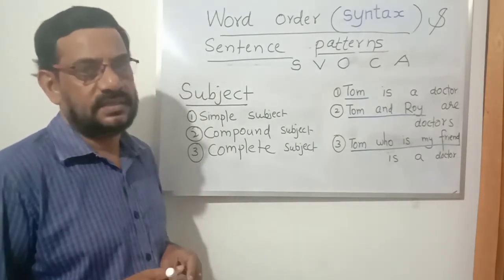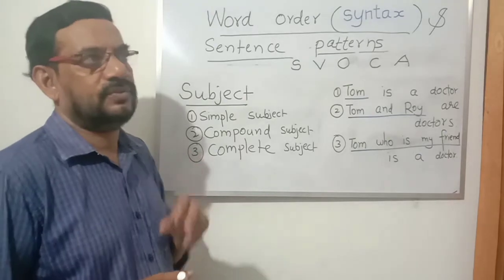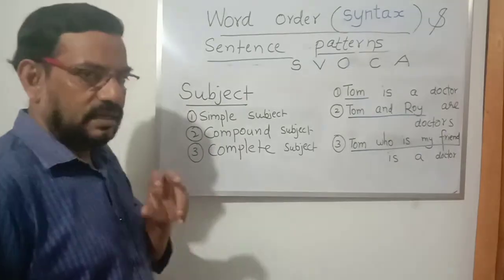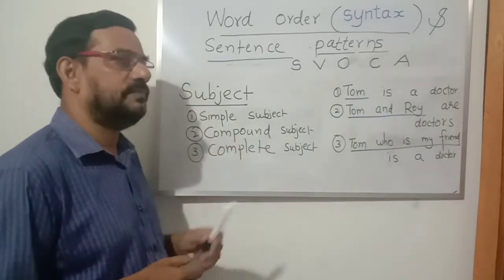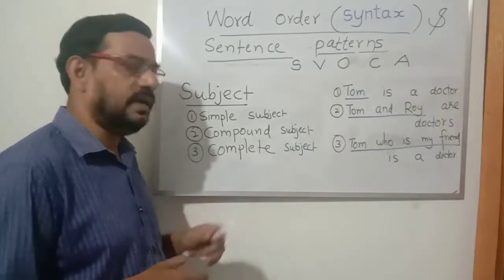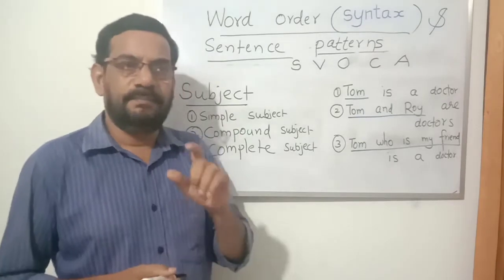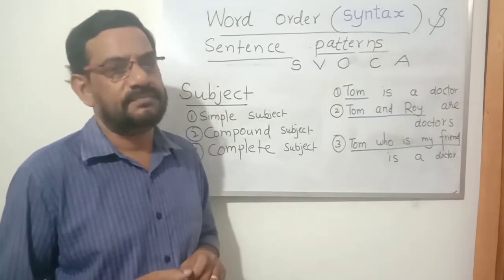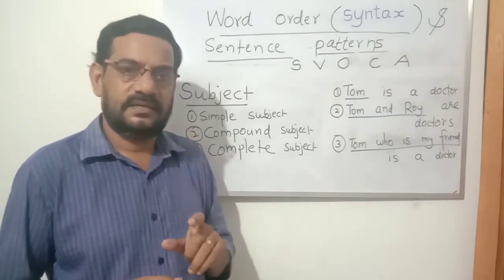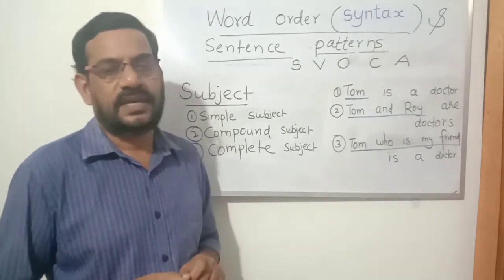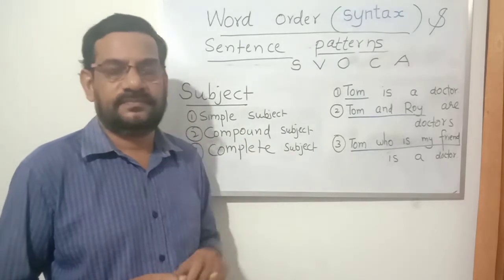Subject is very important. So we should know how to compose, how to make subjects. As I told you before, there are 3 types of subjects. They are simple subject, compound subject, and complete subject. Simple subject. What's the meaning of simple subject? From the very word it is clear. It is simple or it is single. Means it is one subject.